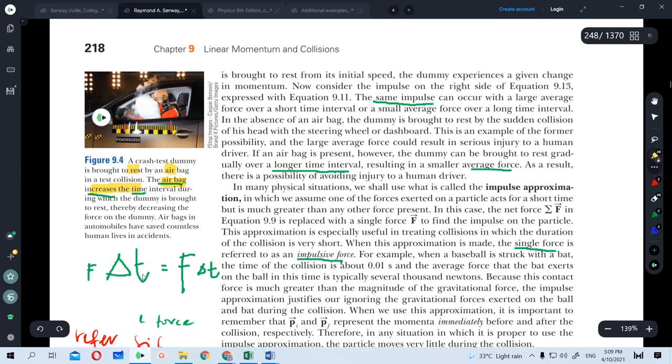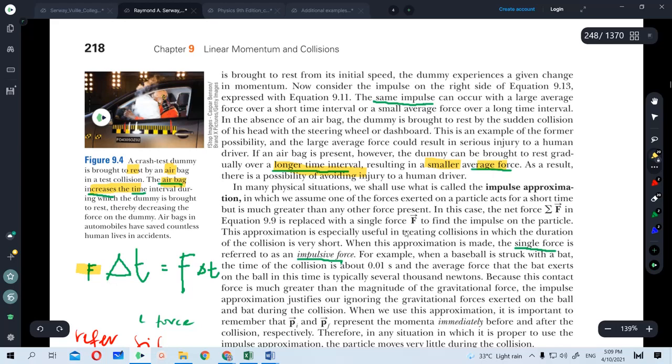Now, the issue is that the airbag is meant to increase the time interval. When you increase the time, you find the overall force will be reduced. So the overall average force is reduced. That's what we want. If you are the dummy, the driver, then you expect that the crash will not take away your life, hopefully.